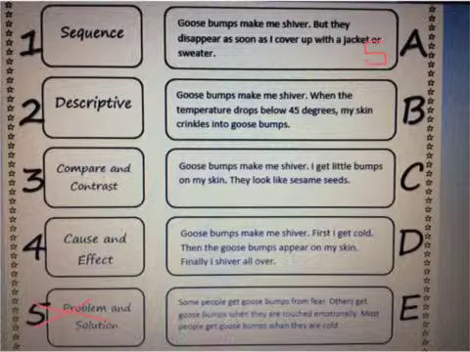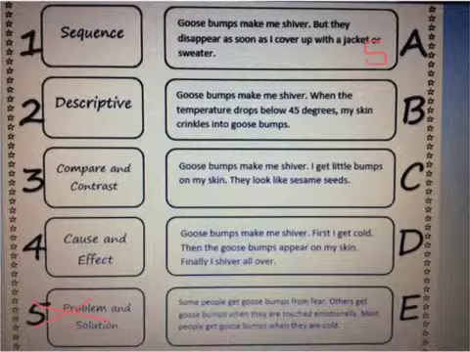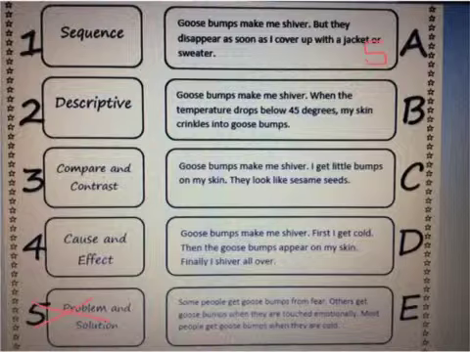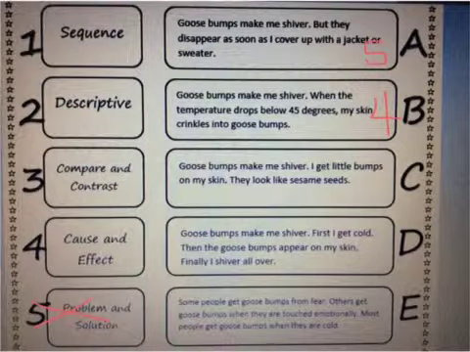Again, I don't feel like it's comparing and contrasting. Maybe this one is cause and effect. Goosebumps make me shiver. Maybe shivering is the effect of getting goosebumps. What is the cause then? Oh, when the temperature drops below 45 degrees, that could be the cause, and then you get goosebumps. Okay, so I'm going to say B is 4.